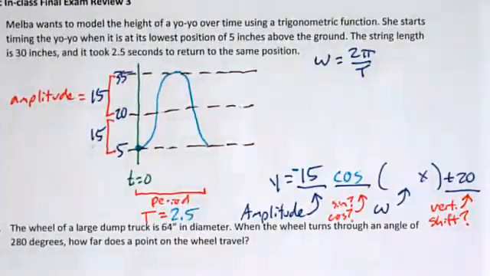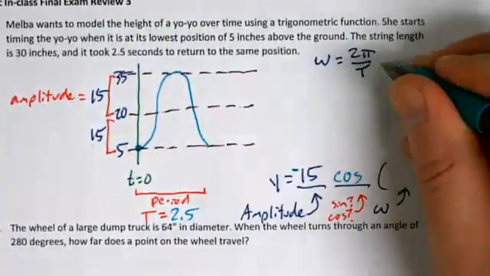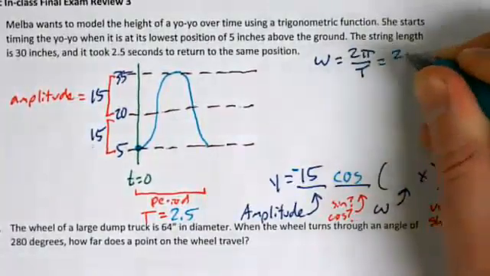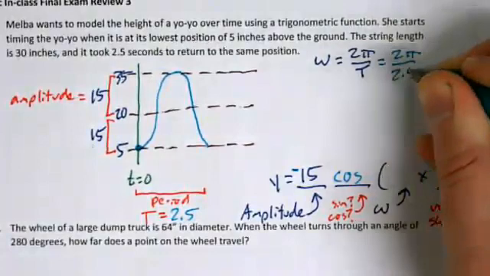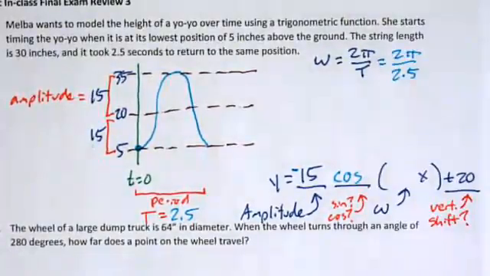And all we need here is omega. We've got T, so that shouldn't be too terribly difficult. T is 2.5, so 2 pi over 2.5. One of the big rules in math is we don't need fractions inside of fractions. And decimals are fractions, so that's not going to fly. We'll need to modify that.